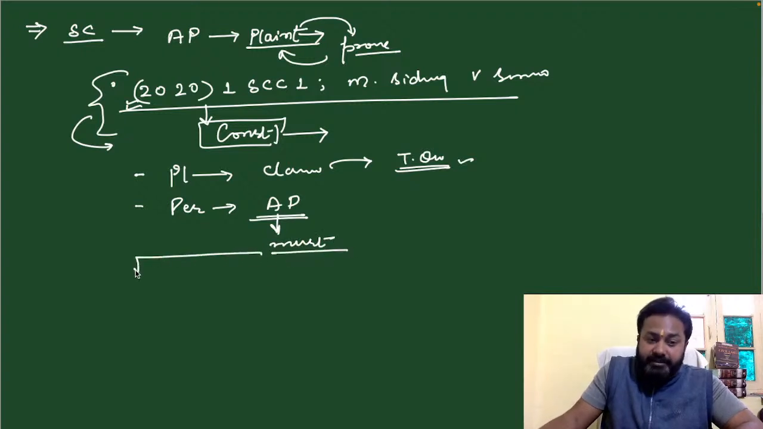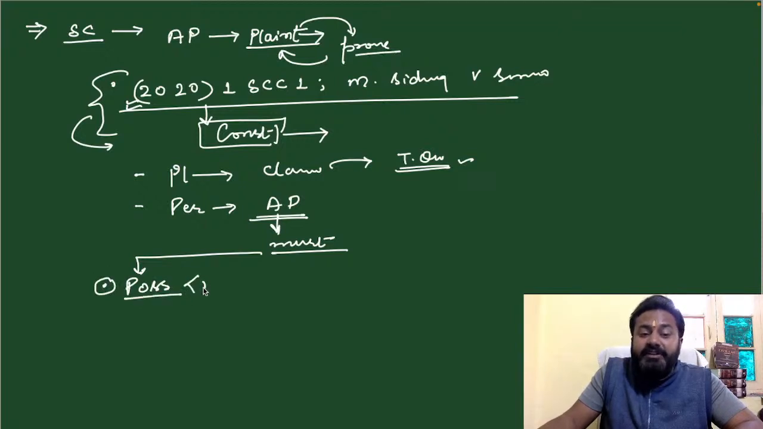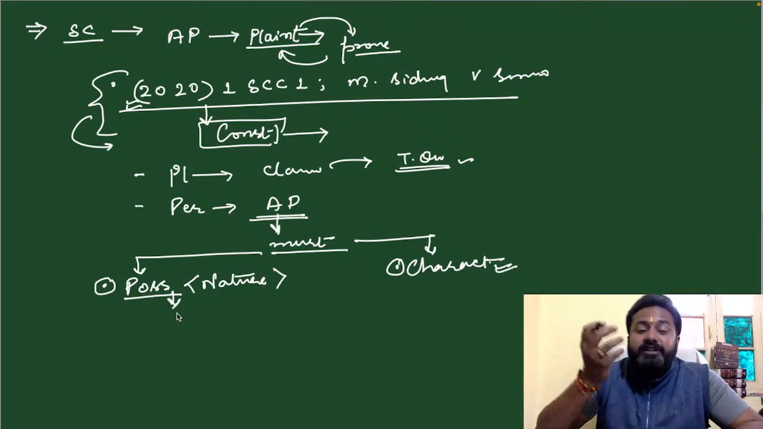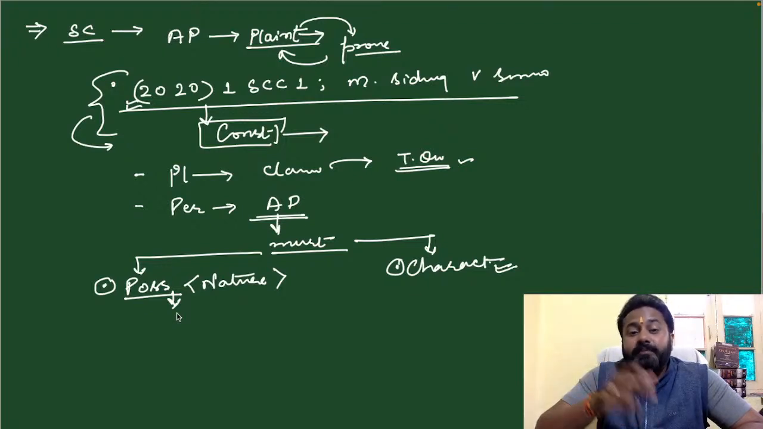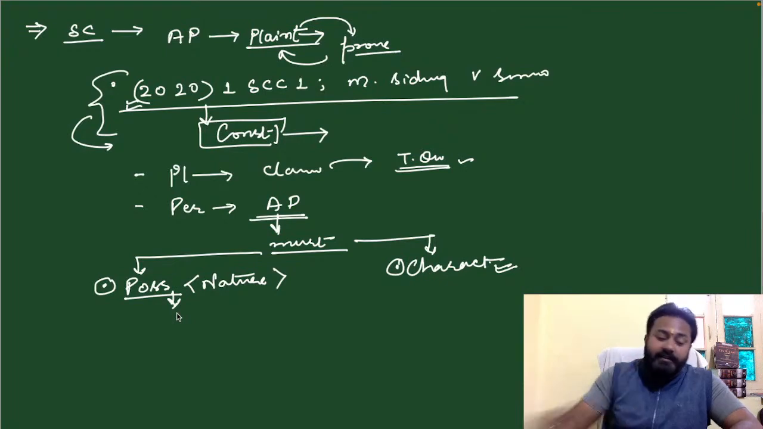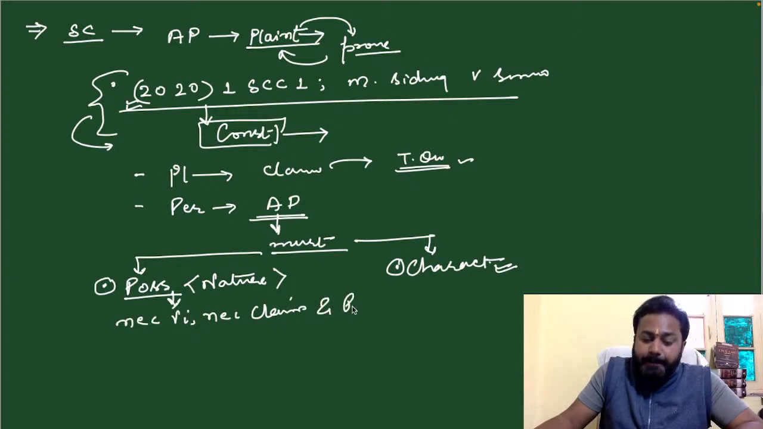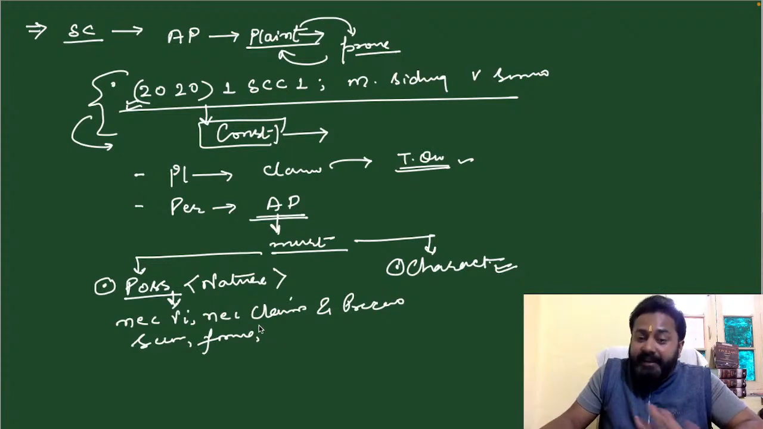According to this case law, in adverse possession the plaintiff must first prove the nature of possession, and second, the character of possession. What is the nature of possession required to be proved by the plaintiff or claimant? The possession must be nec vi, nec clam, and nec precario. It means it is not forceful, not secret, and not by permission.